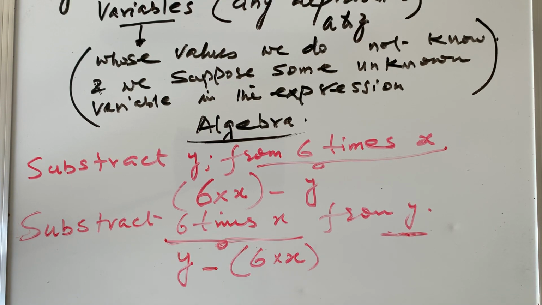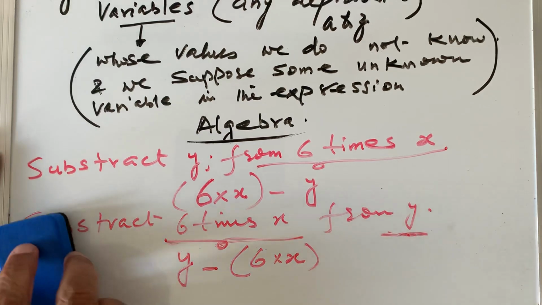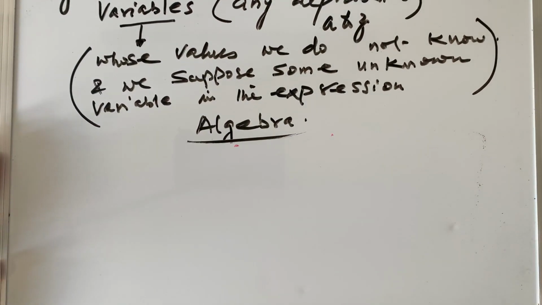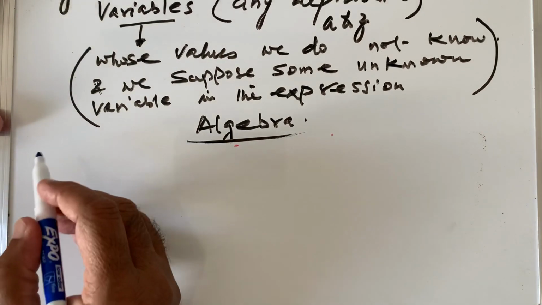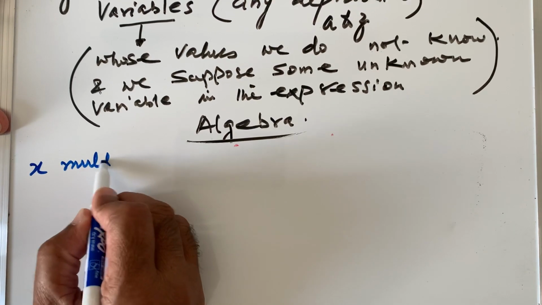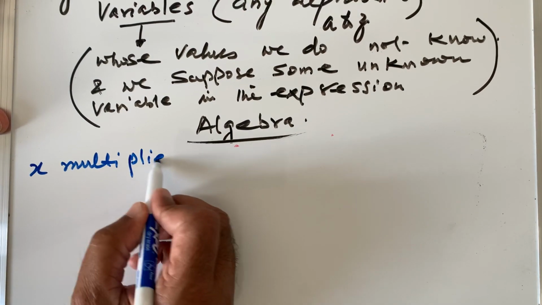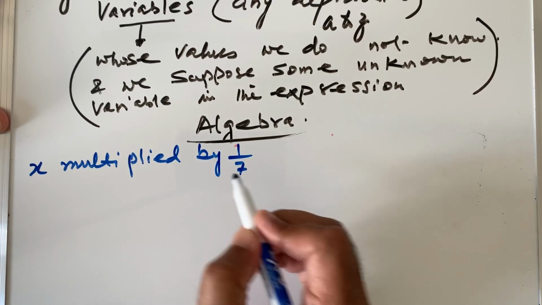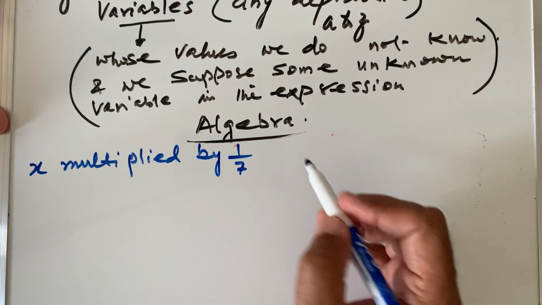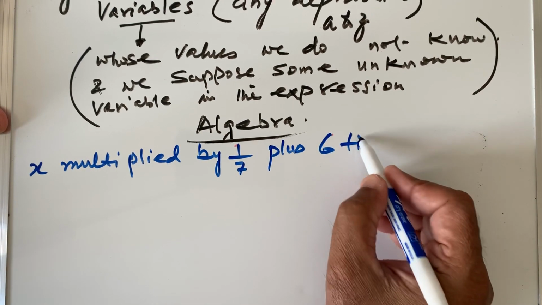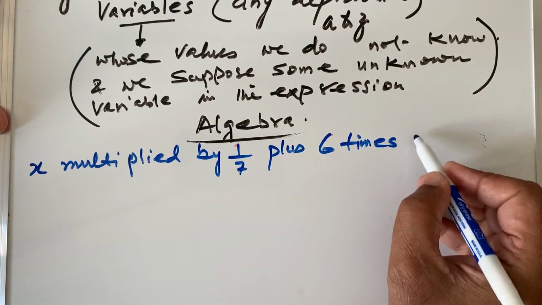We will look at another example. Let's see what the statement is saying, and then we develop the expression. So x multiplied by 1 by 7, plus 6 times y.